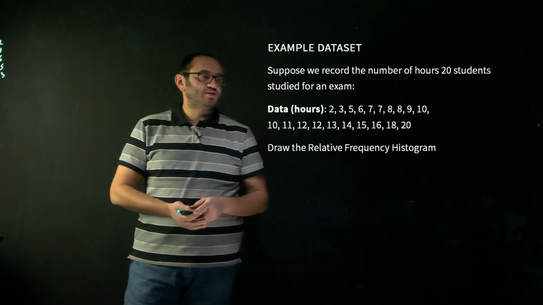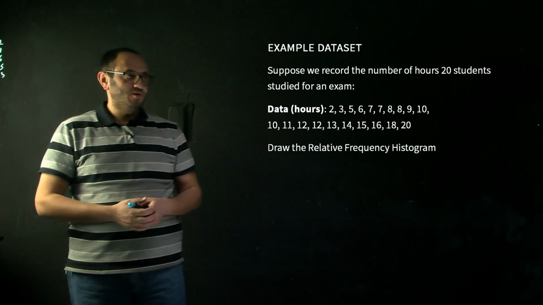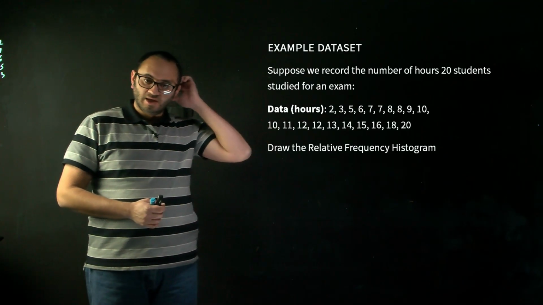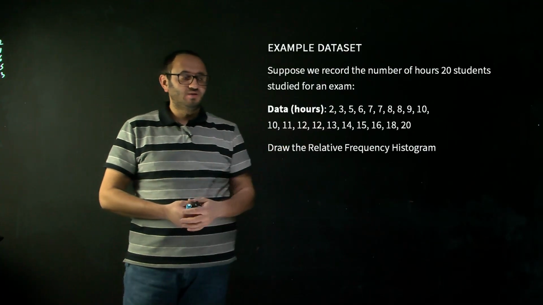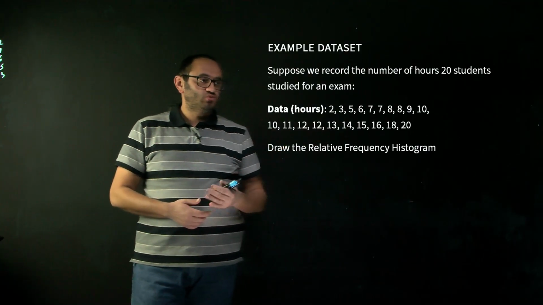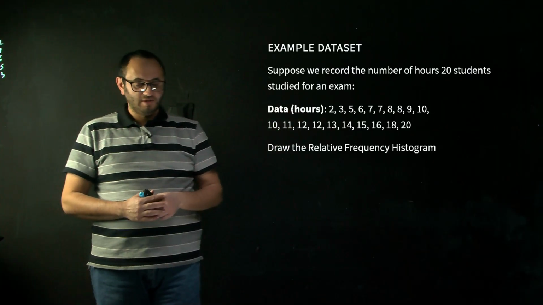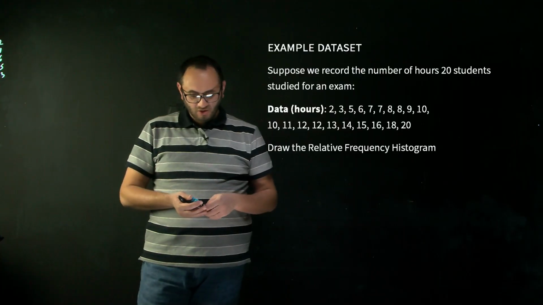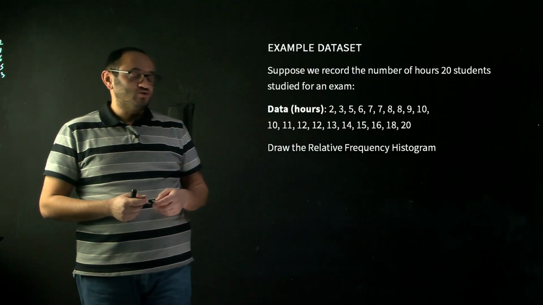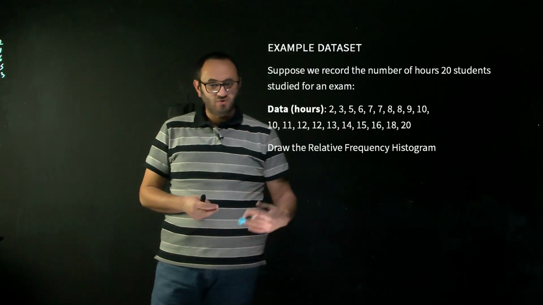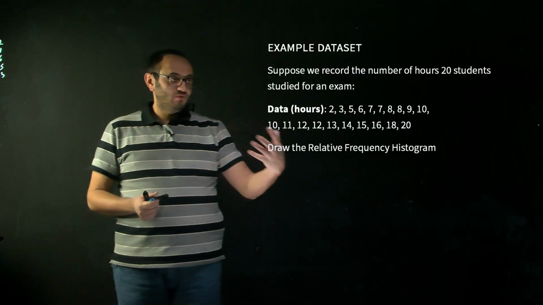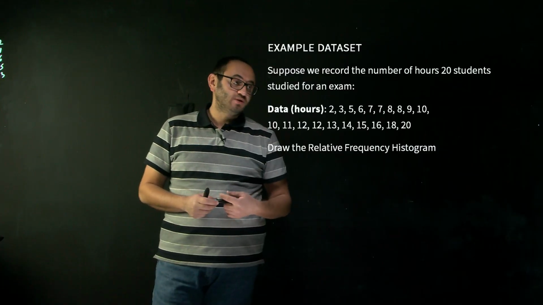Let's look at this example. Suppose we record the number of hours 20 students studied for each exam, and we have this data set, 2, 3, 5, and so on, and the question is to draw the relative frequency histogram. Of course, you can use software to do that. You can use Excel, R, Python, or any software, but here I will show you how to do it by hand, all right?